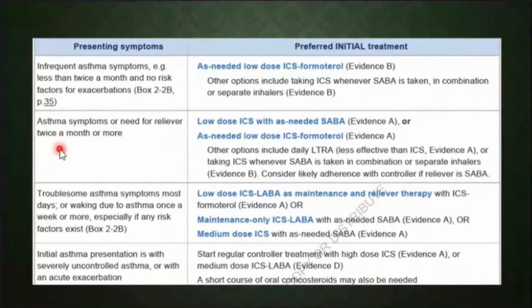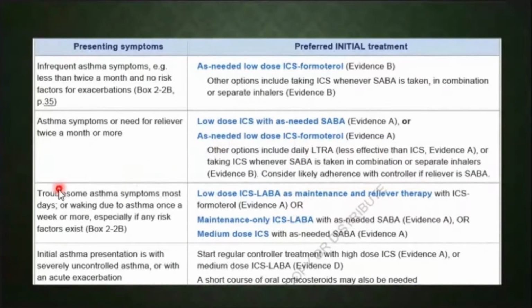Then asthma symptoms needing reliever medications twice a month or more. Here you can continue with low dose ICS as needed, short-acting beta agonist, and for control you need ICS formoterol or ICS LABA.